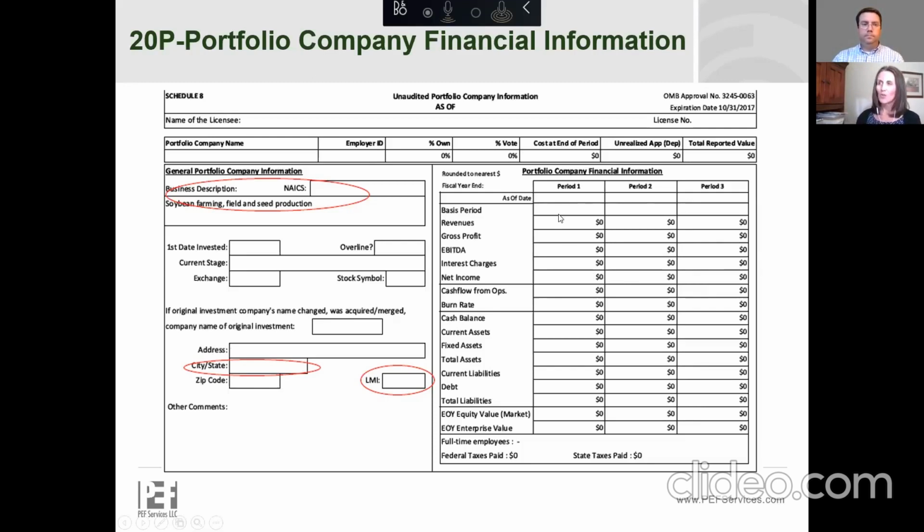And then at March 31st, since you're filing by April 30th, you would typically have December information there. So then you would update and have December 31st, September 30th, and June 30th information.